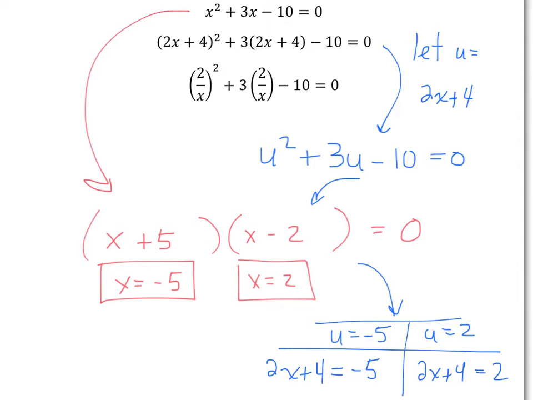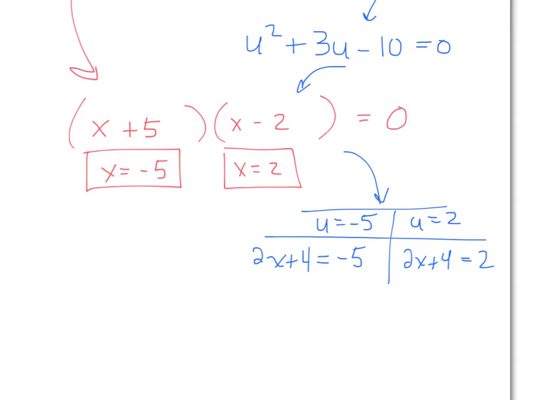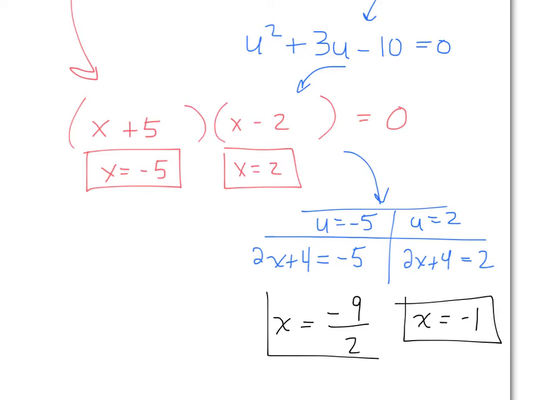Okay, what do I get if I solve for x in these scenarios here? What do I get, Cal? -9/2 and -1. -9/2, and then what else? -1. I didn't check these, so do others agree? -9/2 and -1? Yeah? Okay.